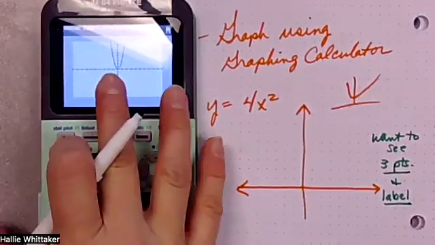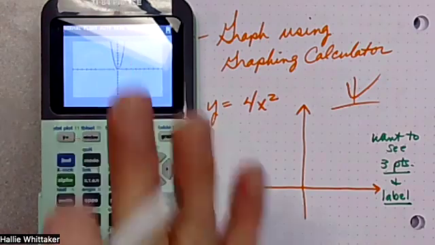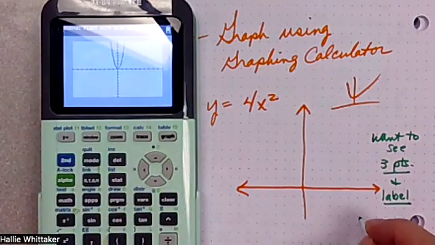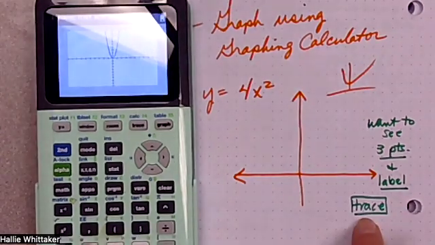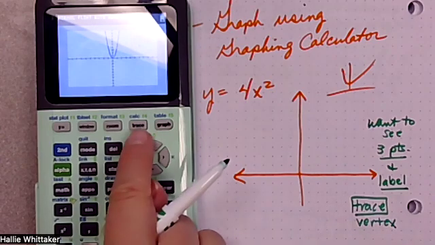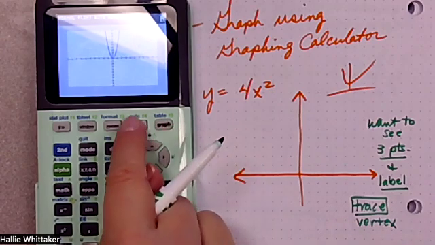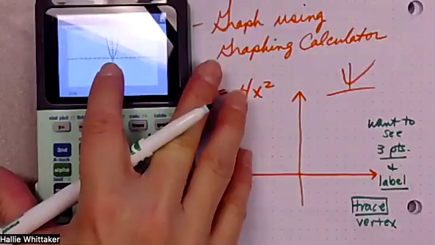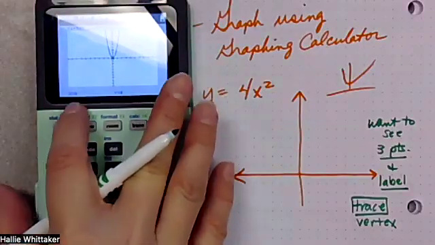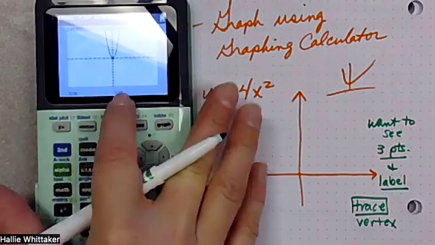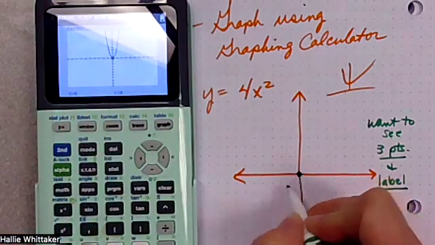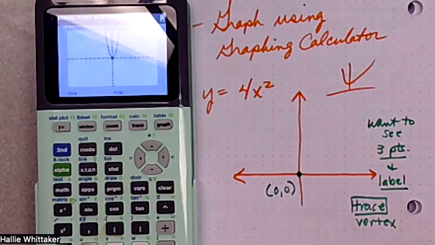So once you see it, what you can do is first, we're going to hit trace, and that's going to show us our vertex for these. To see trace, it's right beside graph. Hit trace, and notice the blinking spot went right to the vertex. In this case, and I think this will be the case for all of them today, it's 0, 0. So put 0, 0 on there and label it 0, 0.